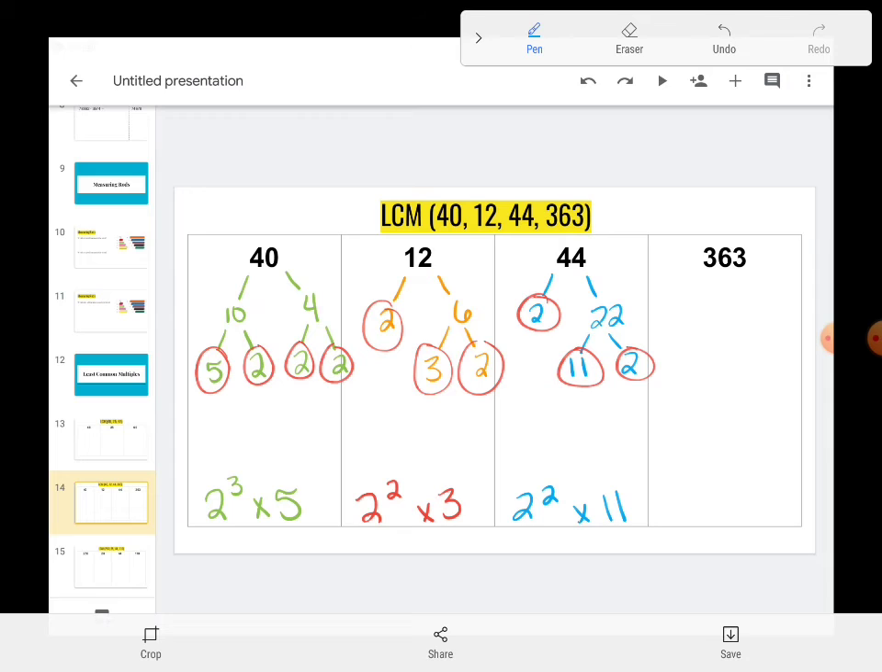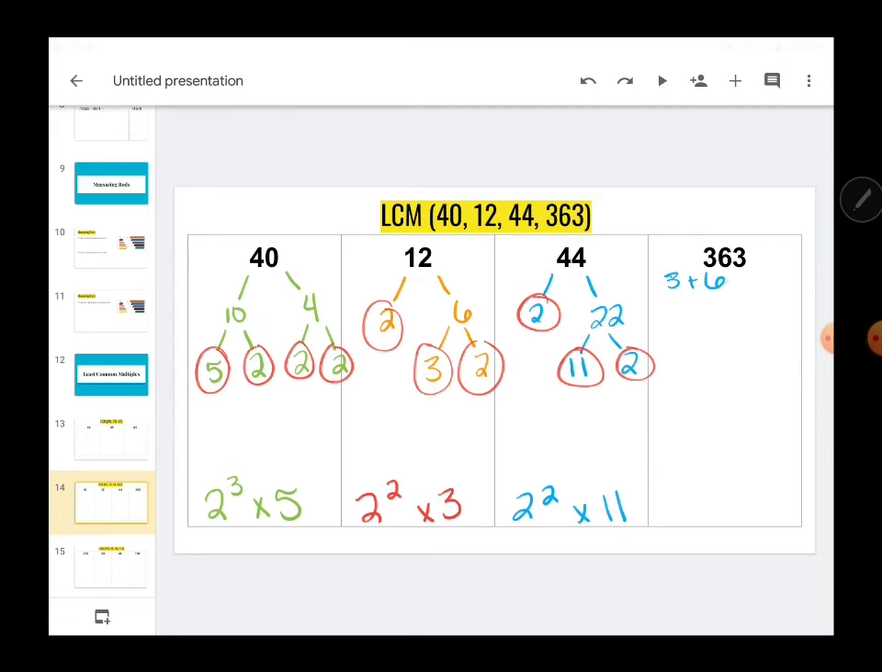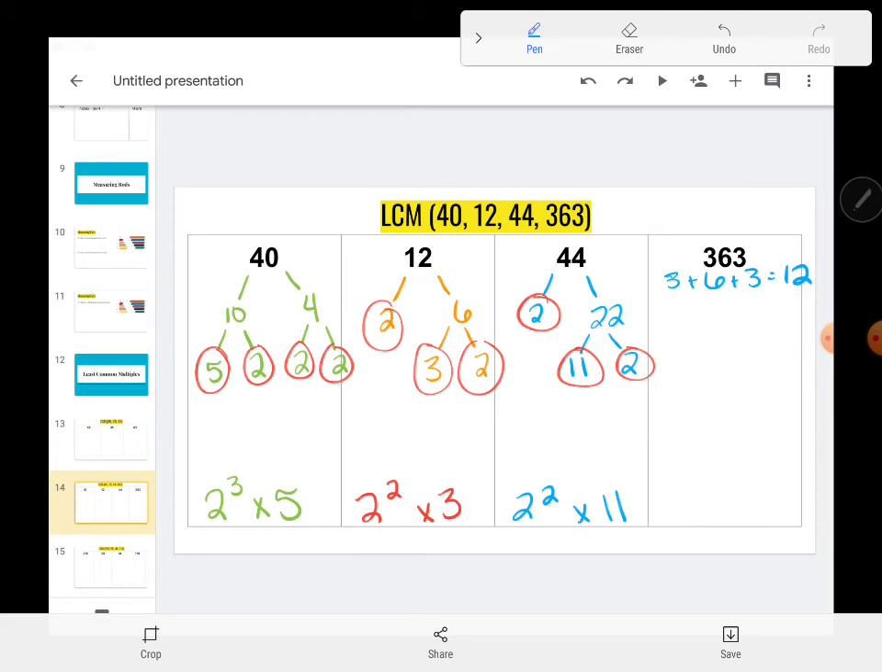For our next one, we have 363. This one might hurt your brain a little bit. It's a big number. It's really, honestly, not too hard once you kind of get the hang of it. We know that 363 is going to be divisible by 3 because of the rule of 3, which is 3 plus 6 plus 3 is equivalent to 12. Well, 3 can go into 12 4 times. So this number altogether, 363, will be divisible by 3.